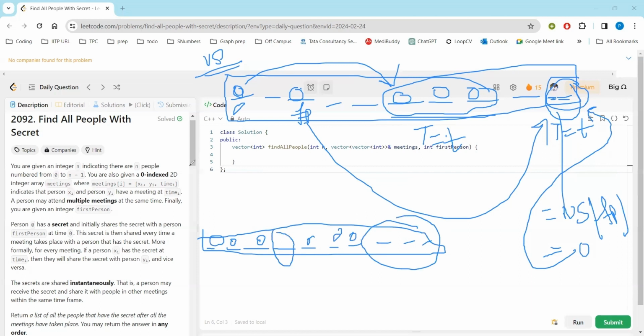So can we utilize this information and store it somehow to obtain the result? After this, we can return the vector of those who have the value 0 as the ultimate source of secret. So for this, I think the best suitable data structure is disjoint set. So how will this work?